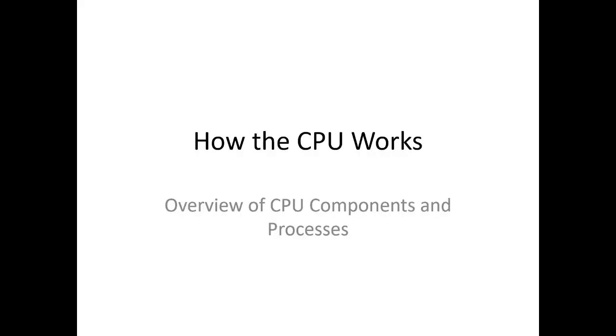So now let's look at how the CPU works as a whole. The CPU is the brain of the computer, meaning it's responsible for executing all instructions of the computer: the calculations, the processing of data, all of that. The CPU is in charge of making sure all that is possible and runs smoothly.